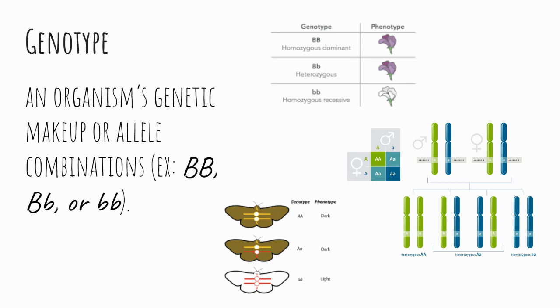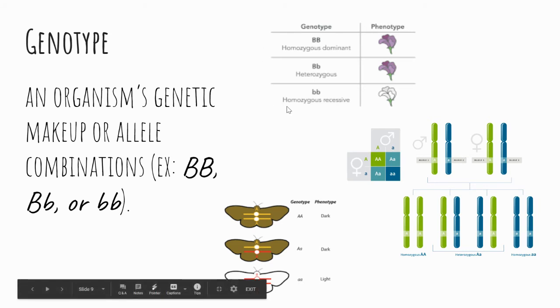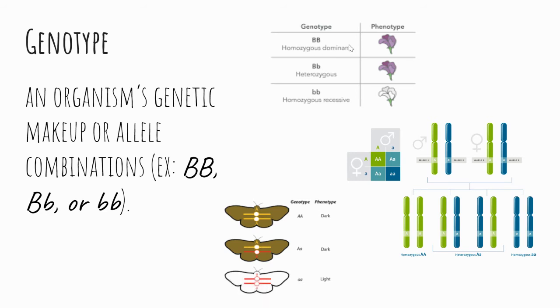When alleles combine, they make an organism's genotype, which is just the combination of genes that we can look at on a chromosome. Looking at the examples here, we have three different genotypes for the color of the flowers. Right here, we have big B, which is homozygous dominant, big B, little b, which is heterozygous, and little b, little b, which is homozygous recessive. We are using capital and lowercase letters to show the different alleles and the combinations of alleles that can be made for each of these genotypes.